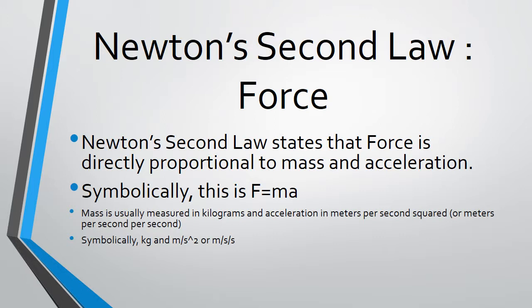Mass is usually measured in kilograms and acceleration in meters per second squared, or meters per second per second. Symbolically, kg and m over s squared, or m divided by s divided by s.